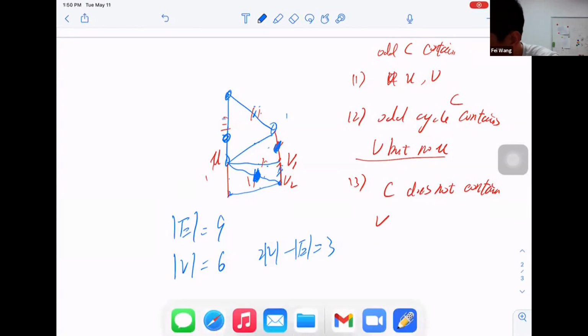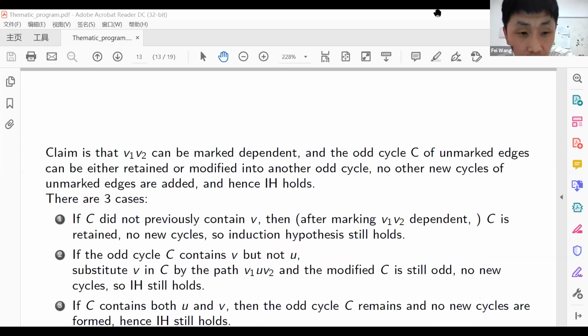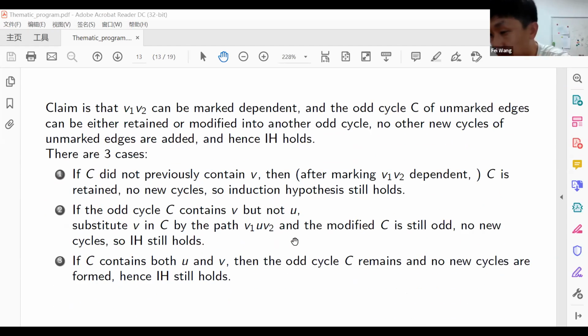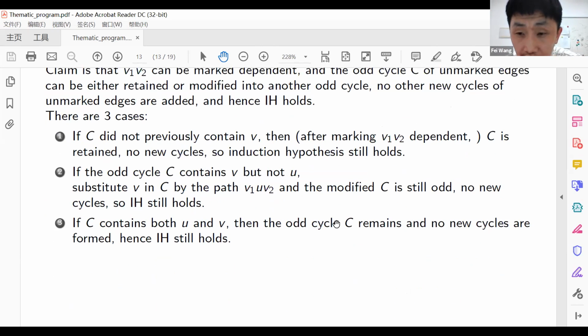Okay. So let's stop sharing. So in the other 3 cases, I can always mark this V1, V2 as dependent, and there are no new cycles introduced. So there's only one cycle of odd length. So therefore the rank deficit stays 0, and this is proved.